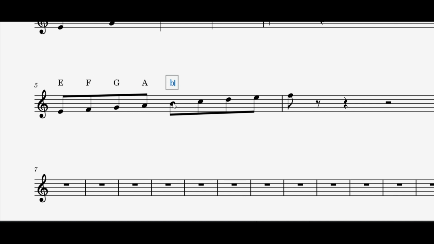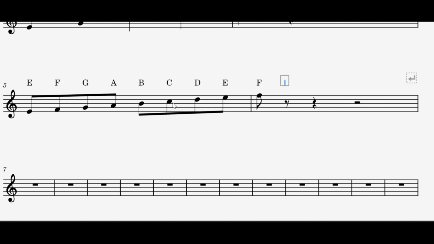B, C, D, E, F. And the pitches go higher, from low to high, as you go up the stave. You notice that after E, F, G, right after the G, the alphabet begins again: A, B, C, D, E, F. So it goes in that order.